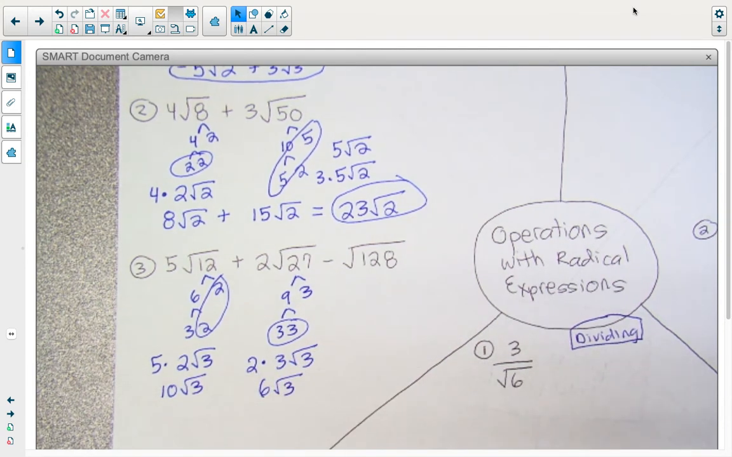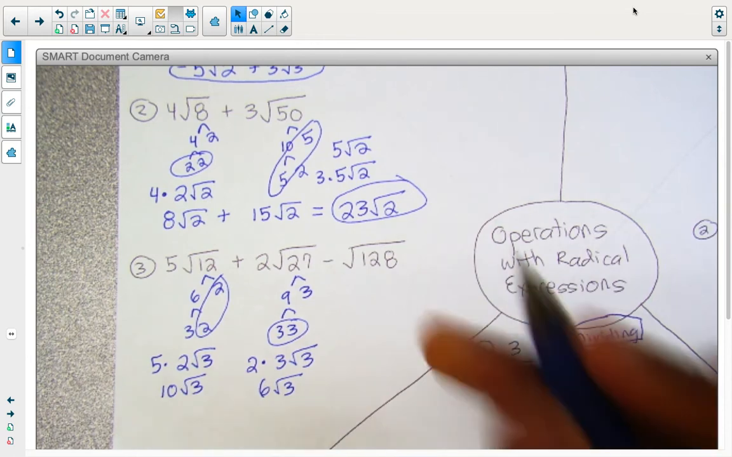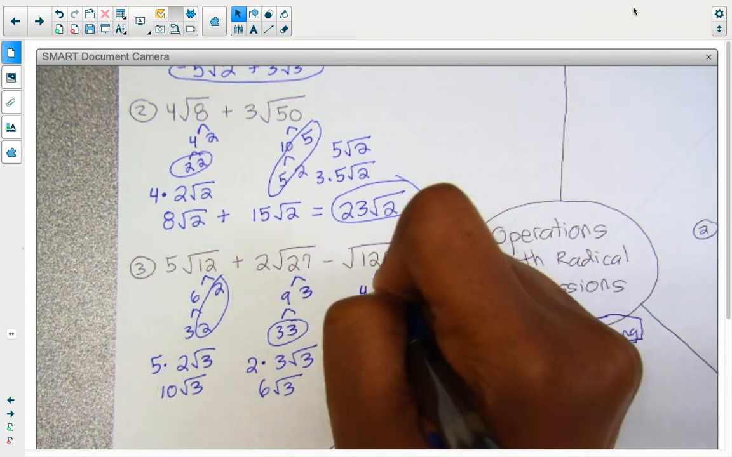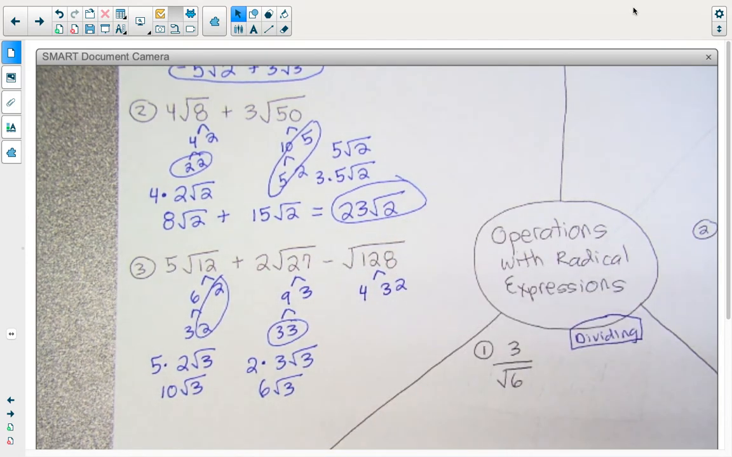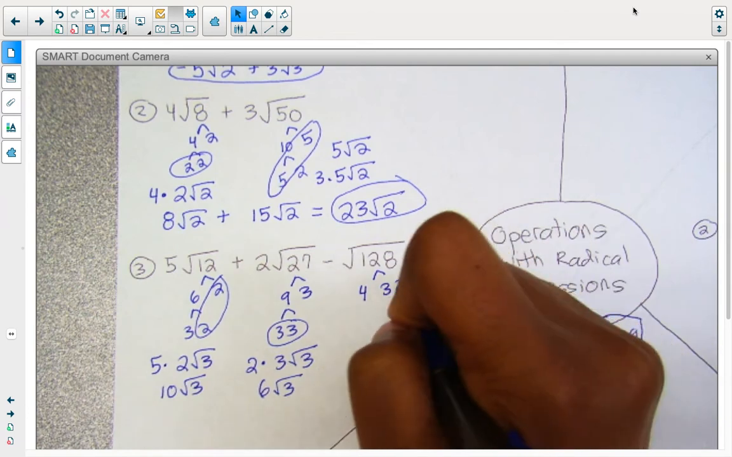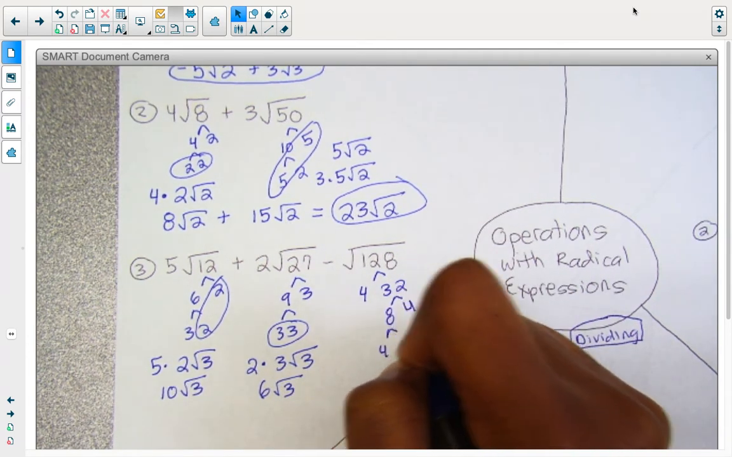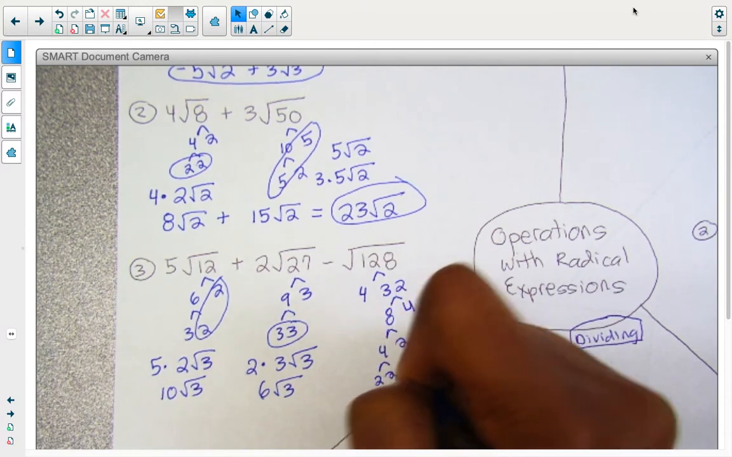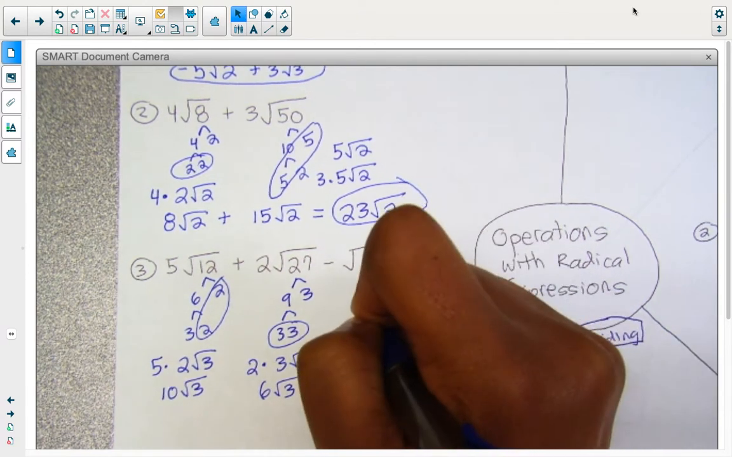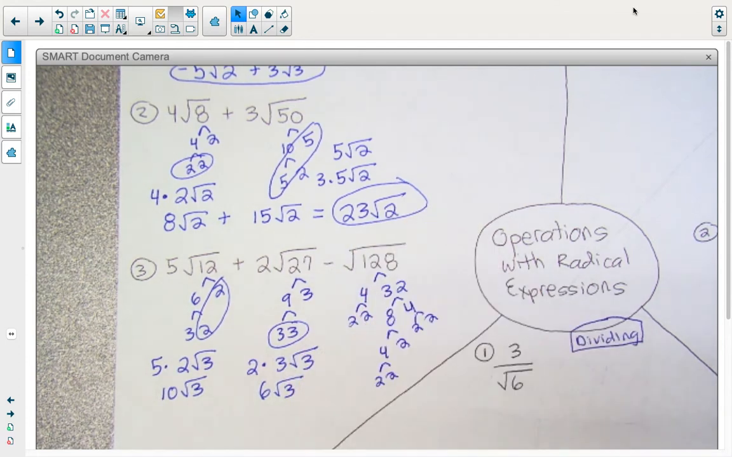And last but not least, we need to break down 128. 128 is a big number, lots of different things that give me 128. I am going to start with 4 and 64. No, I'm not. I'm going to start with 4 and 32. So 4 times 32 is going to give me 128. So 4 and 32. Okay, we're going to break down 32. That's 8 and 4. Break down 8. That's 4 and 2. And I got a whole bunch of 2's.